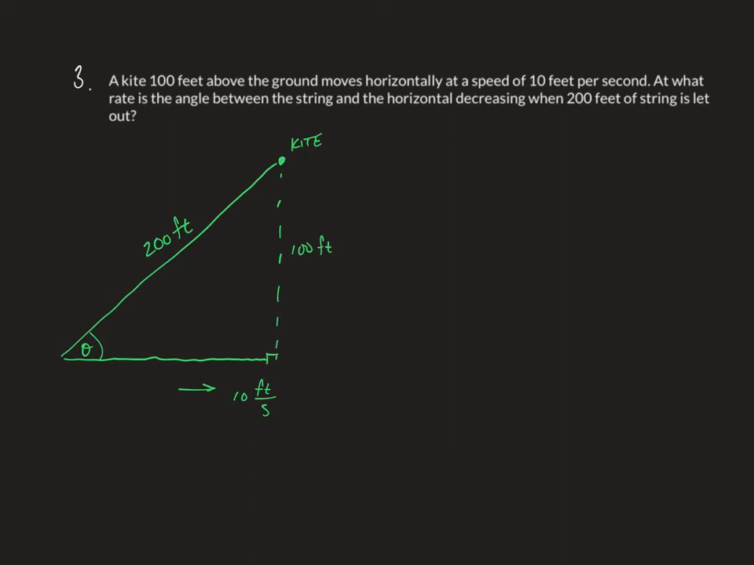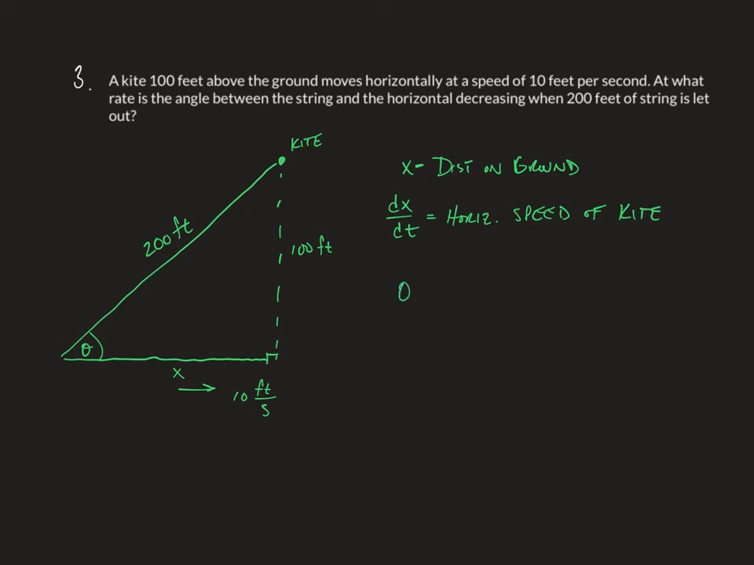We can make this distance here x, and we'll say that x is the horizontal distance on the ground. And so that means that dx/dt, or the rate of change in x with respect to time, is the horizontal speed of the kite.